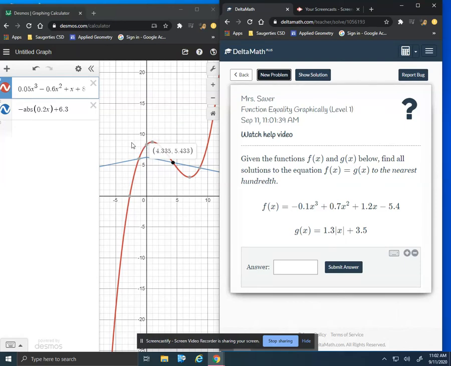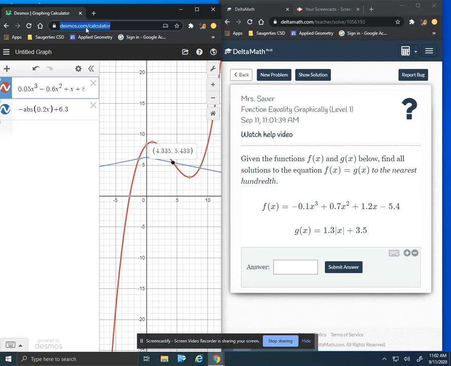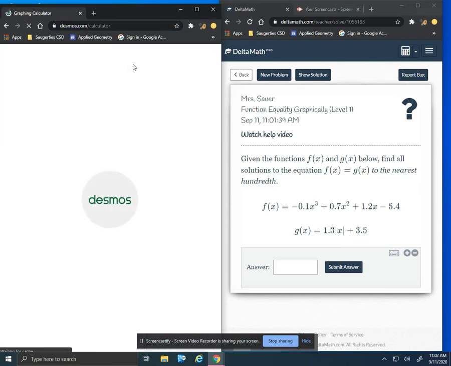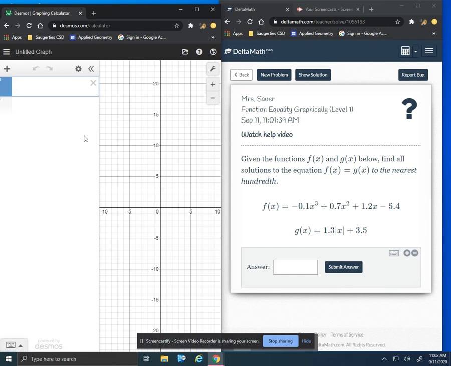So this is going to be for the problems related to function equality graphically. I'm actually going to refresh this website because I was looking at another problem, just so you guys can see how this Desmos calculator starts out. So you want to go to www.desmos.com/calculator. You can also search for the Desmos graphing calculator.